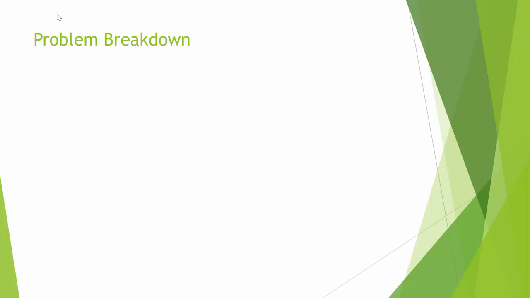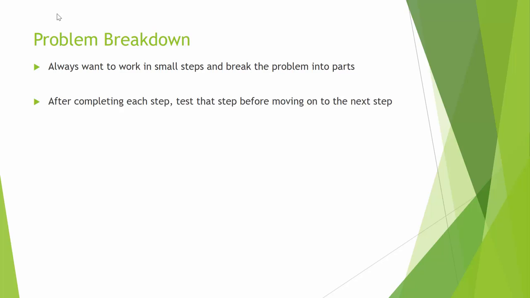Before I describe the problem breakdown, though, I do want to talk a little bit about why it's important to work in small steps. So you always want to work in small steps when you're writing code and break those problems into parts. You never want to attack an application as a whole and just start writing code. It's very problematic. You'll have a lot of issues. And as you break the application down into specific parts, small steps, after completing each step, you constantly want to test before you move on to the next step. You don't want to write 1,000 lines of code and then go and test it. That will cause a lot of issues.